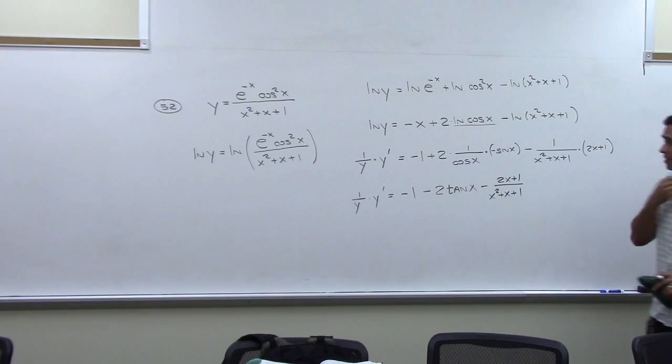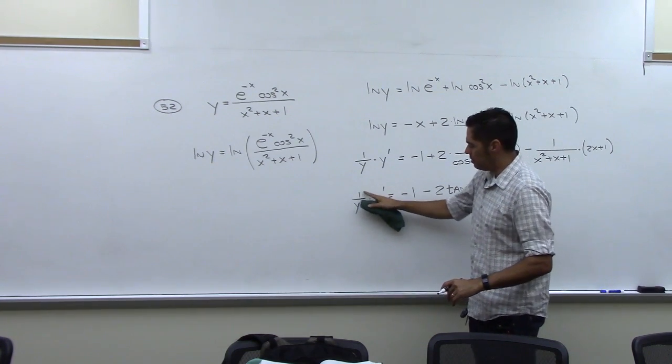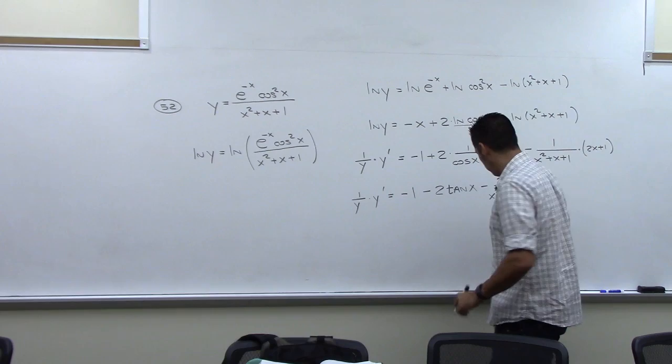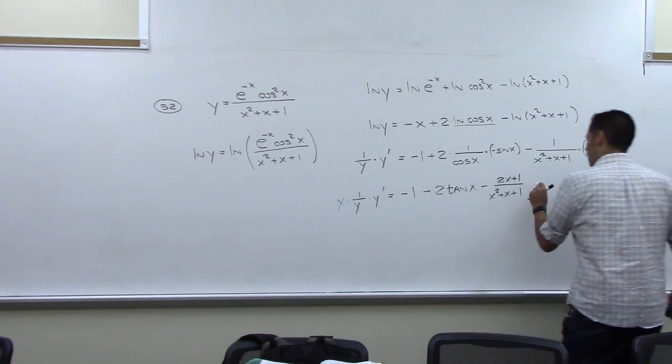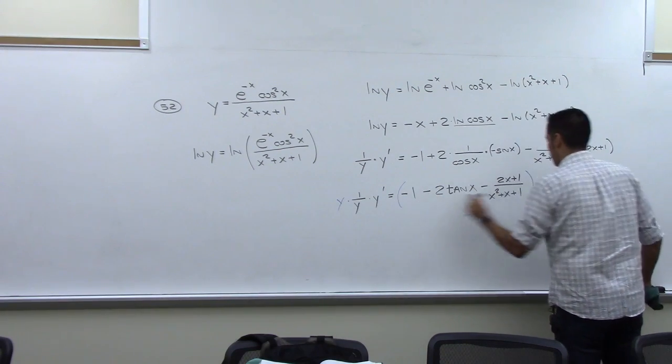I need y prime by itself right now. Right now, the left side says 1 over y times y prime. So I'm going to multiply both sides by y. This whole side by y.